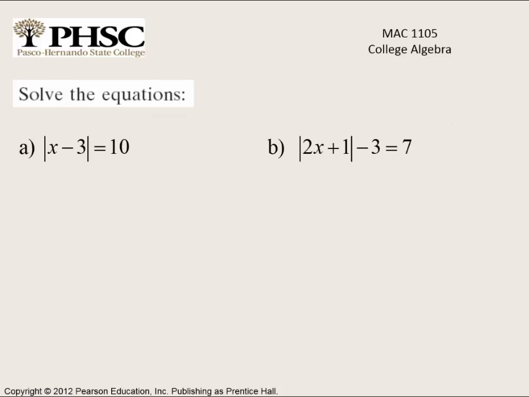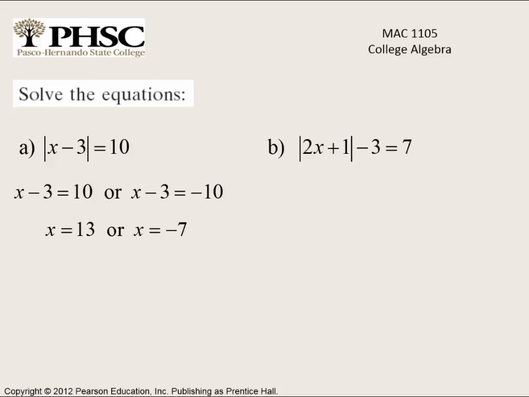So here, on the left hand side, I have the absolute value of x minus 3 equals 10, and on the right hand side I have the absolute value of 2x plus 1, minus 3, equals 7. So we're going to go ahead and solve each one of those. The first thing I do is, a can either equal positive 10 or negative 10, so I have to solve it for both possibilities. So x minus 3 equals 10, or x minus 3 equals negative 10.